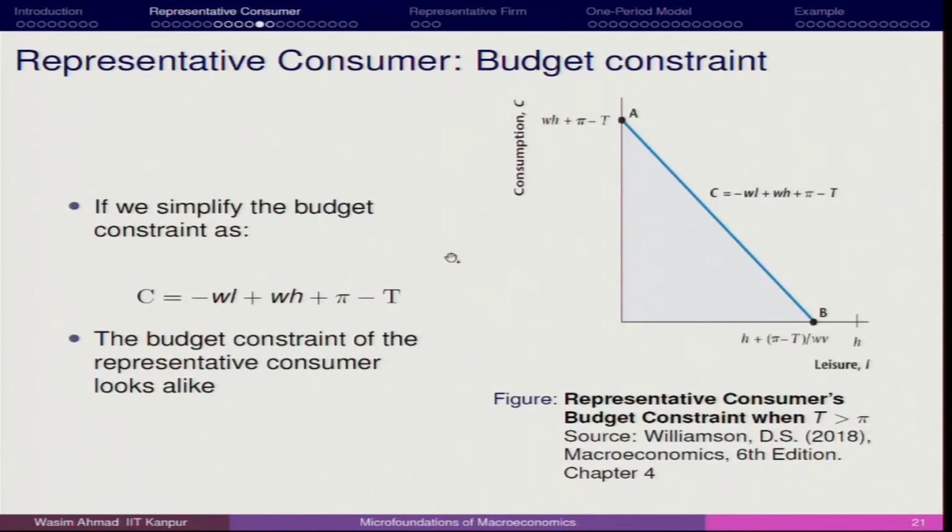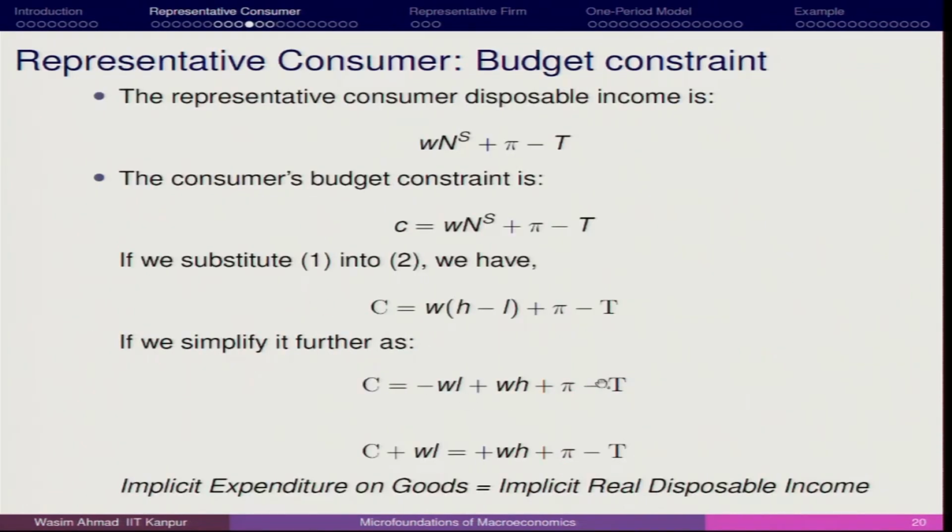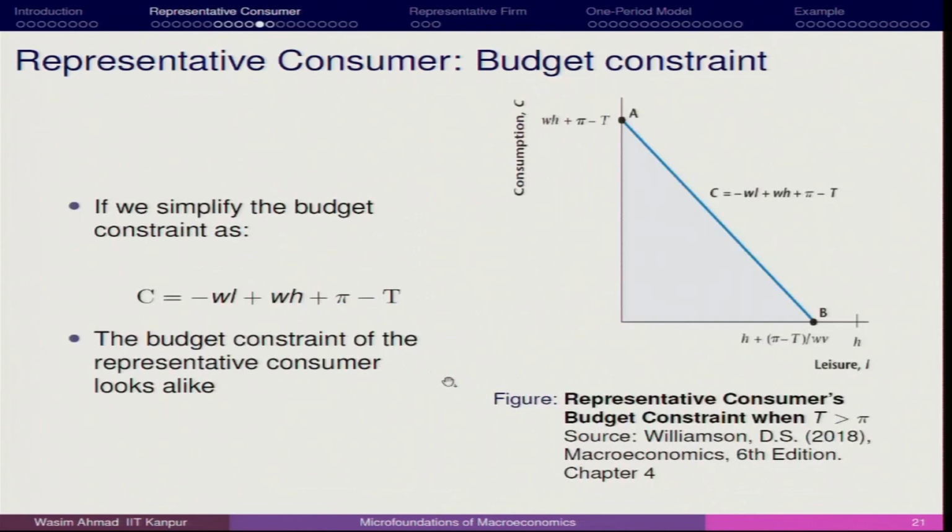Now, let us see how it looks. If you work out here, when I write C is equal to minus WL plus WH plus pi minus T, I am talking about this particular equation, the consumption. What is the meaning here? On this line here you have leisure equal to 0. When leisure is 0, the whole expression with L will be equal to 0, so we will have C is equal to WH plus pi minus T. So here we have WH plus pi minus T, right.